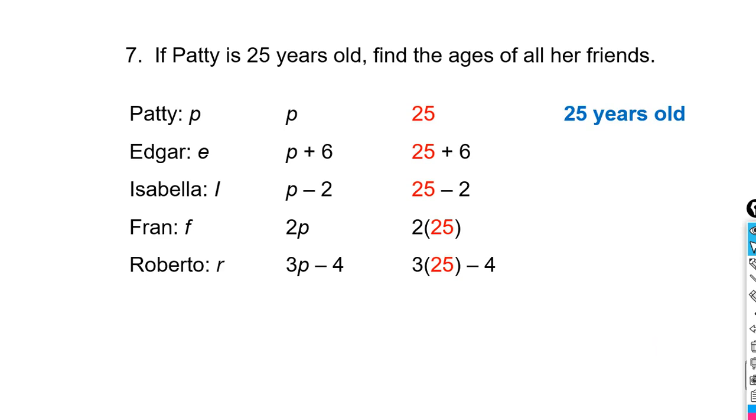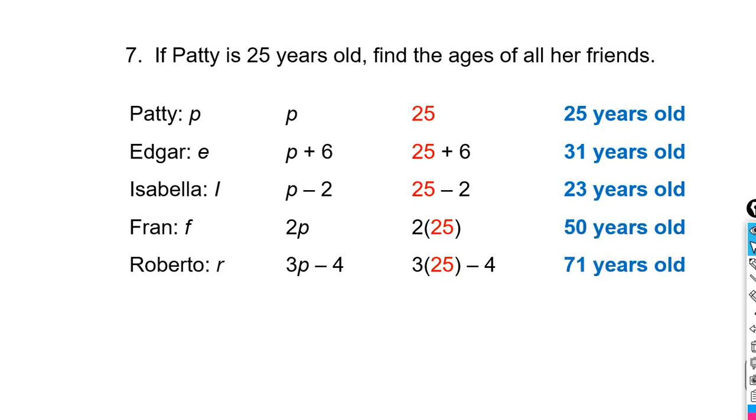So Patty is 25 years old. Edgar is 25 plus 6, or 31 years old. Isabella will be 23 years old. Fran, 50 years old. And Roberto, 71 years old.